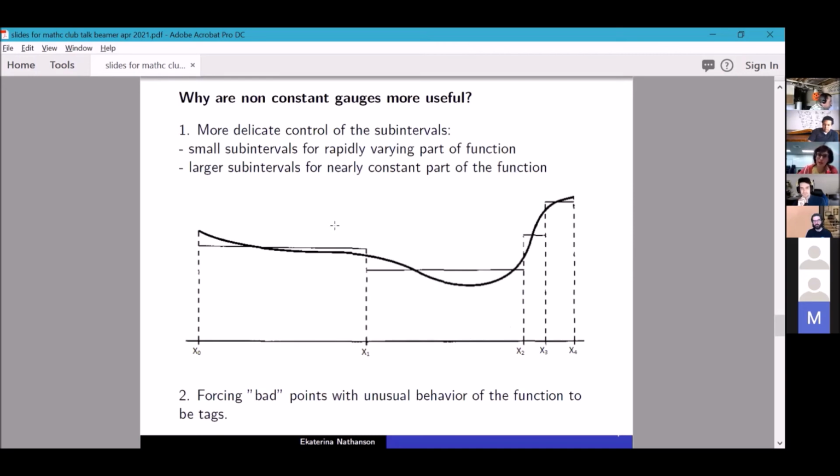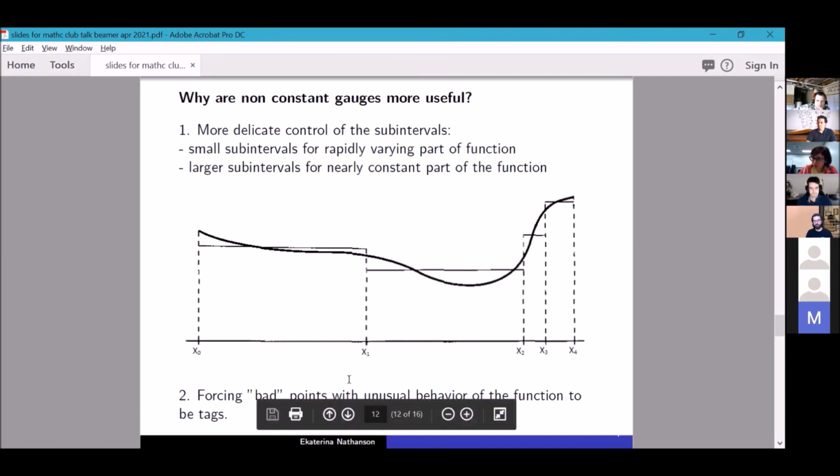This is an example of how we can use it. If a function doesn't change much, we can take this gauge in such a way that the intervals are larger, because the change is small. But if a function changes rapidly, we can create a gauge so the intervals will be smaller. So the partition will be taken to reflect the behavior of the function.